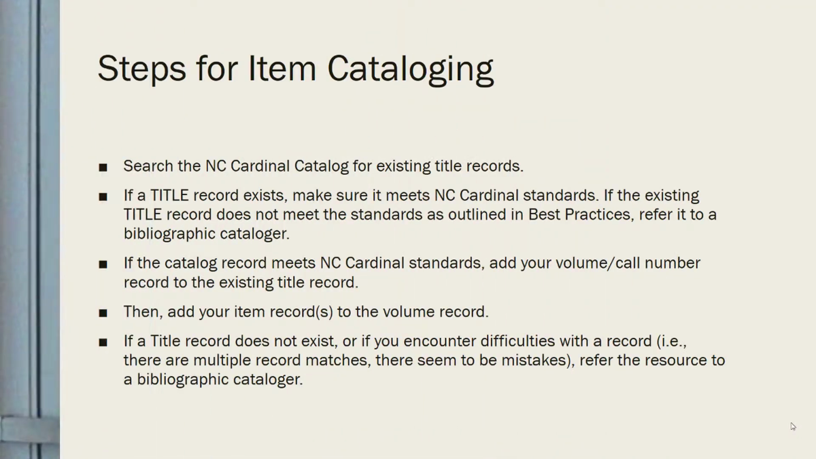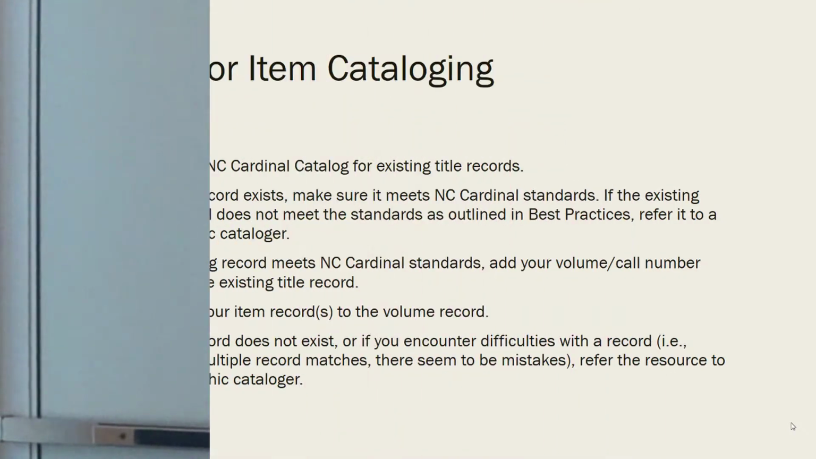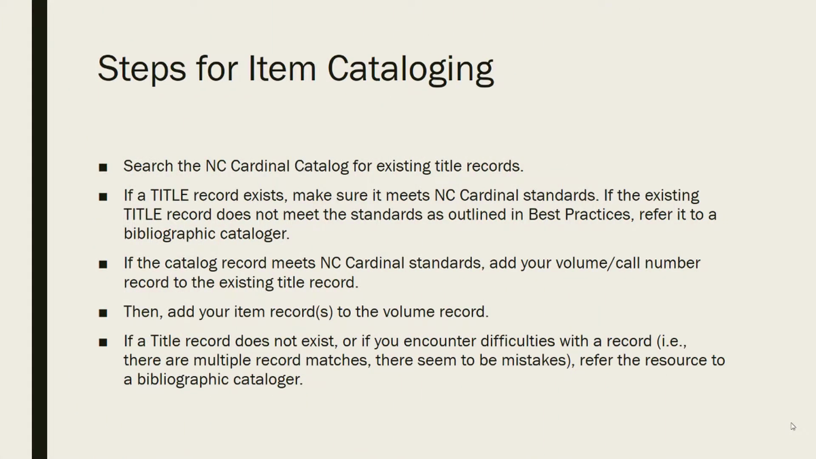So when you're item cataloging, you do have a set of steps that you go through, starting with searching the NC Cardinal catalog for an existing title record. If it exists, make sure that it meets your NC Cardinal standards. So this means that it should be a complete record that matches what you're looking at, preferably RDA. I mean, that's the dream. So make sure you're looking at a good record.